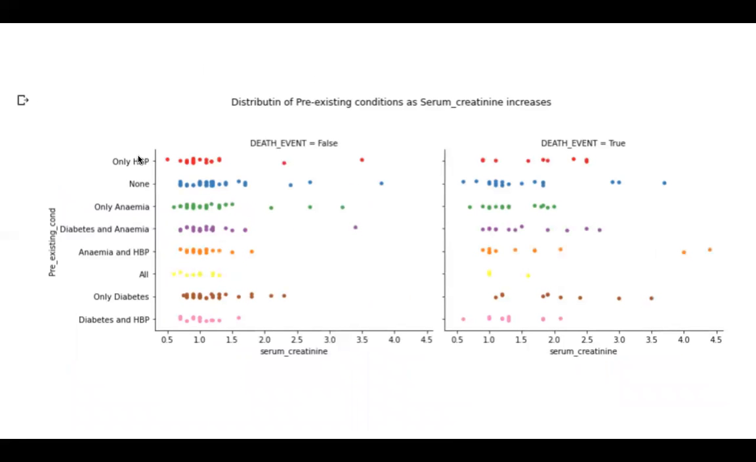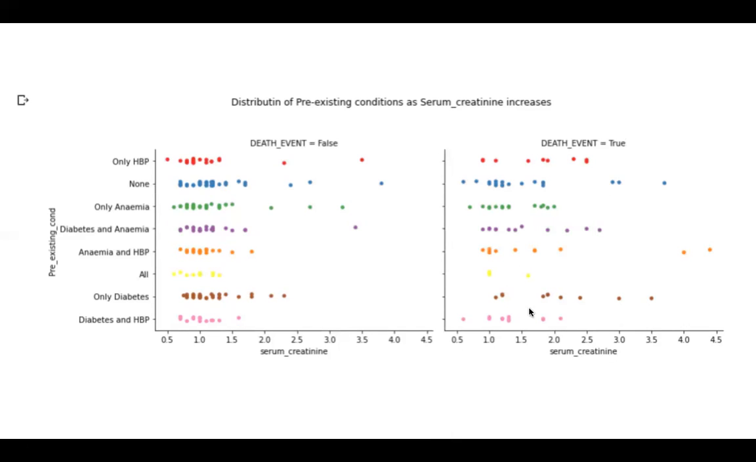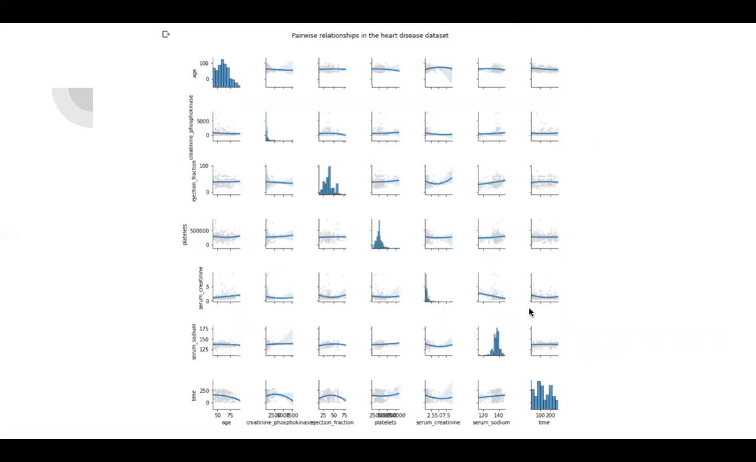And then another way to visualize this column, I created this plot for pre-existing conditions over serum creatinine. And we can see that with higher serum creatinine levels, there's generally more death events. I also created this pair plot for all my numerical attributes to see if there were any other correlations to look at.